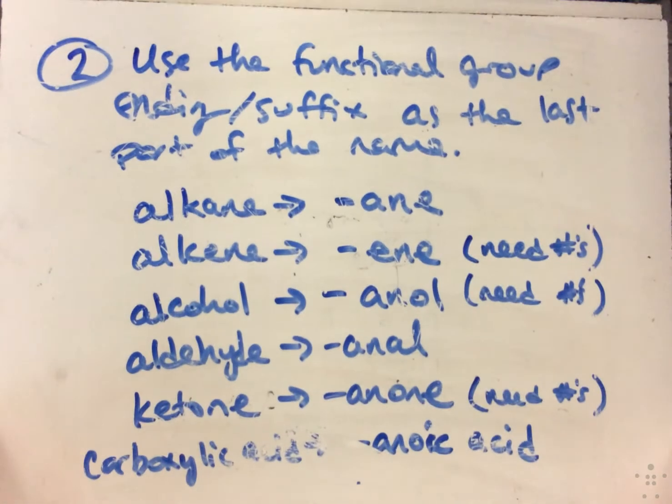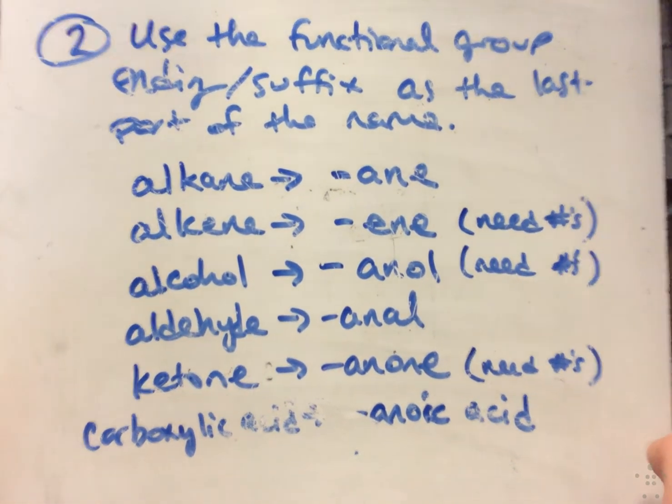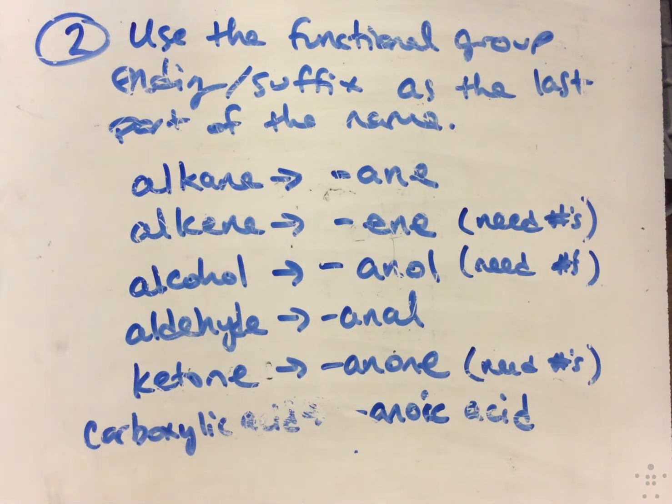Step 2, you need to use the functional group ending or suffix as the last part of the name. Sorry, our board got a little wiped here. So depending on your functional group, the ending of your name is going to be a little different. If it's an alkane, we know the ending is going to be ane. If it's an alkene, it'll end in ene. An alcohol will end in anol or just ol. An aldehyde will end in an-al or just al. A ketone will end in an-one or just one. And, there we go. A carboxylic acid would be anoic acid.